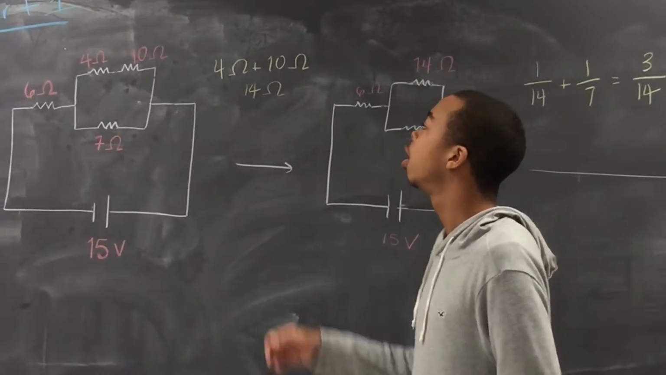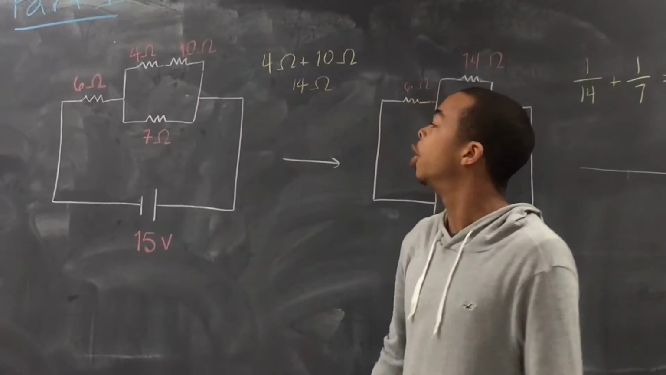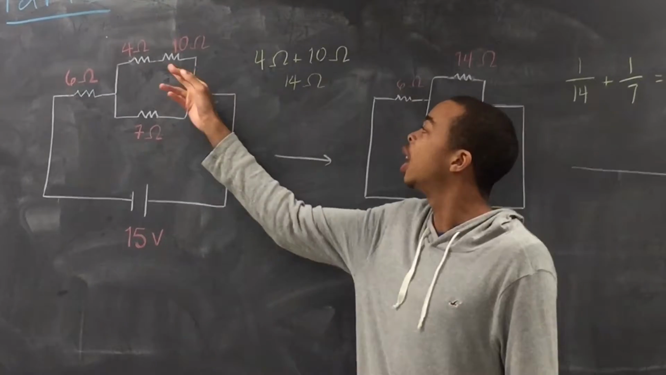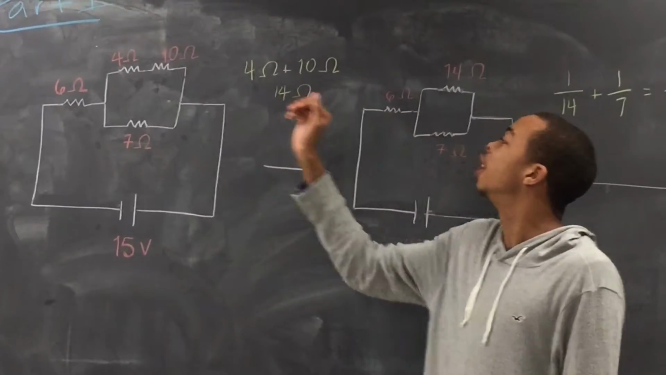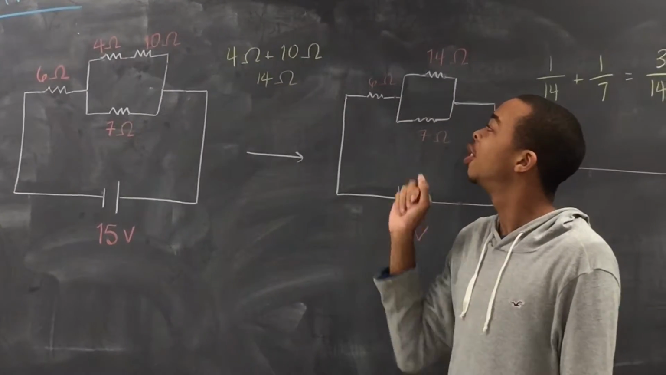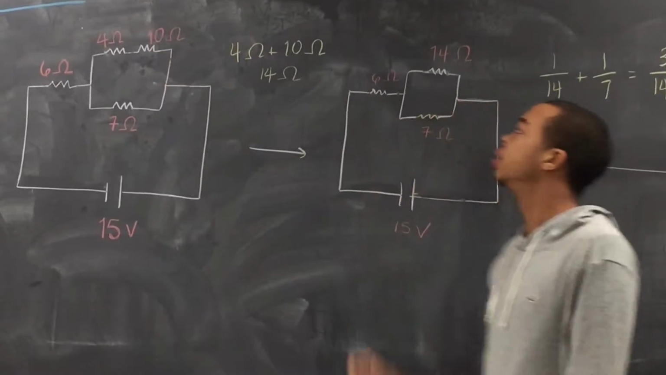So for the first part, we have these two, 4 ohms and 10 ohms, and we have both of them in series. So for series, we just add them up. You get 4 ohms plus 10 ohms, you get 14 ohms, due to series.